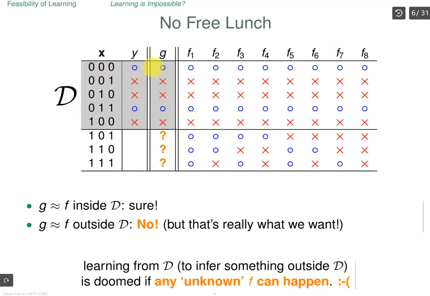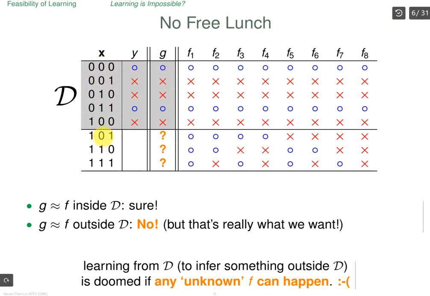So to the question whether G approximates the target function F, we can surely answer that inside the dataset, yes, because assuming that all this has been generated by the target function, we can find G from the data and make sure that it approximates the target function for each given example.